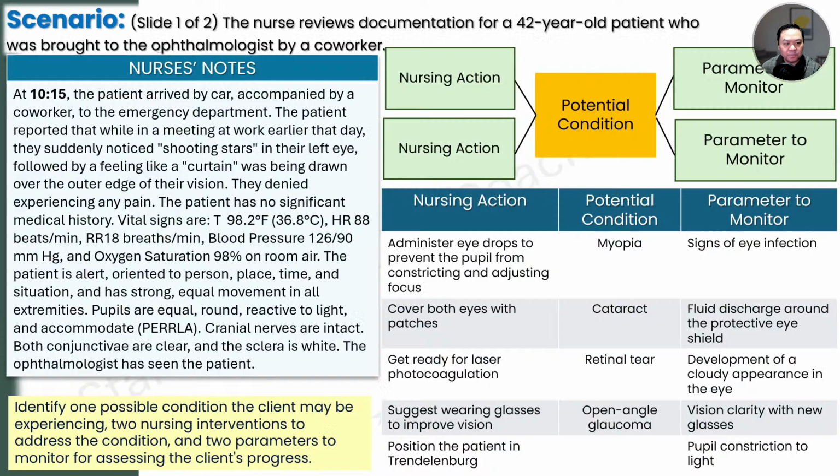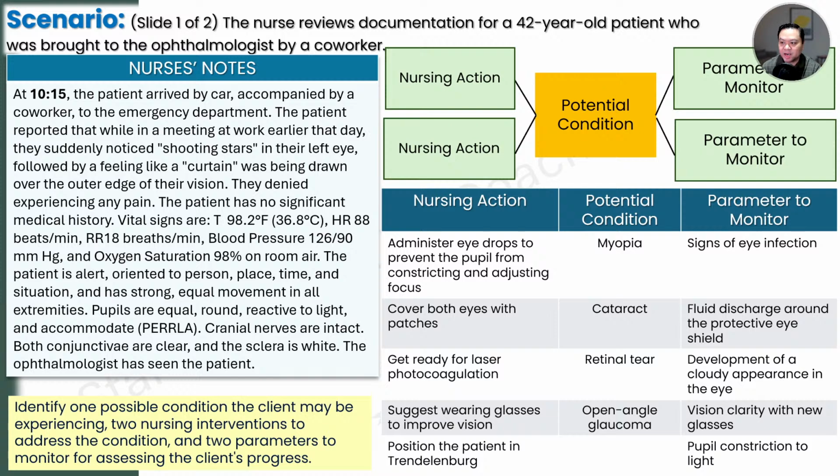Now, we'll start here with our bow tie. This is about a case of a patient with an eye disorder. And so here's a scenario. It states, the nurse reviews documentation for a 42-year-old patient who was brought to the ophthalmologist by a coworker. So we'll take a look into the nurse's notes at 10:15.